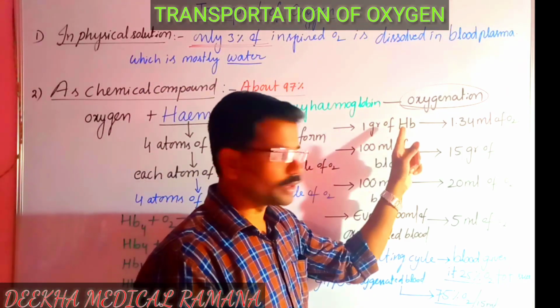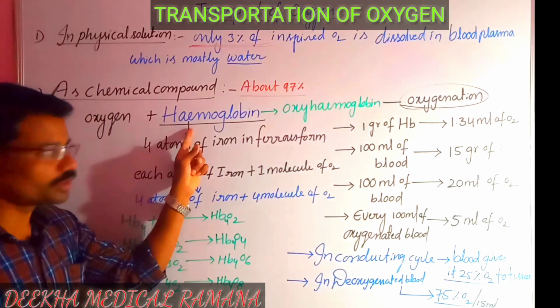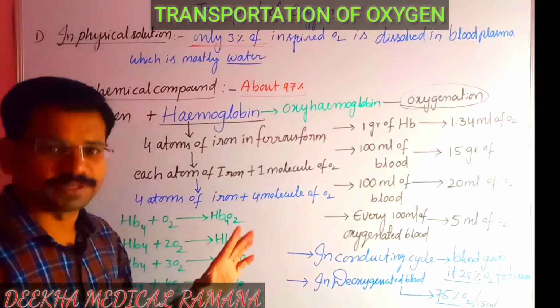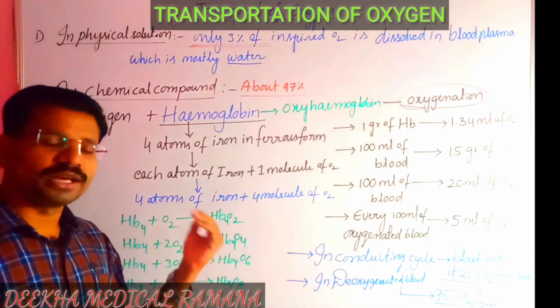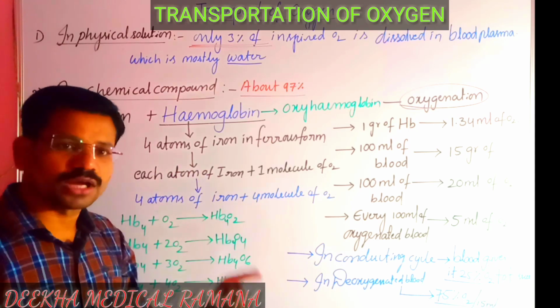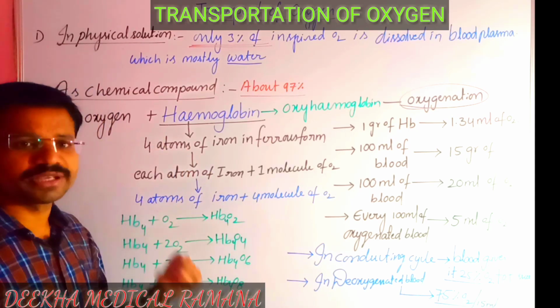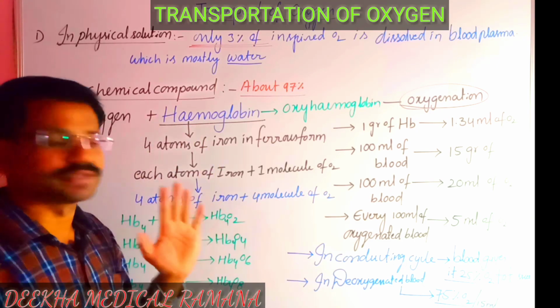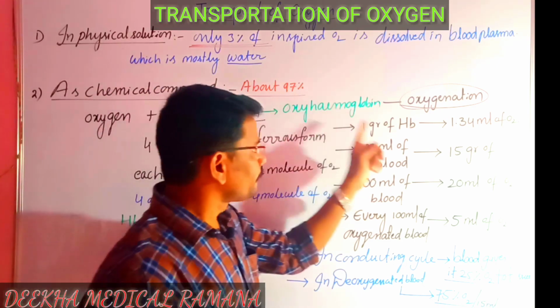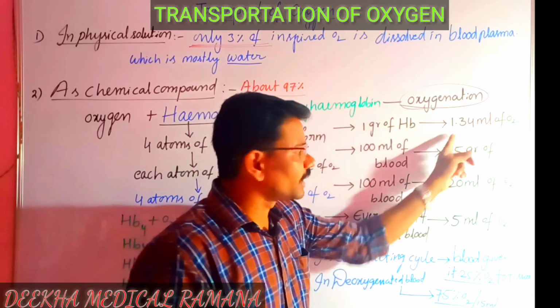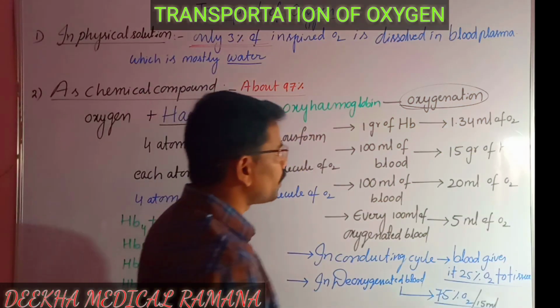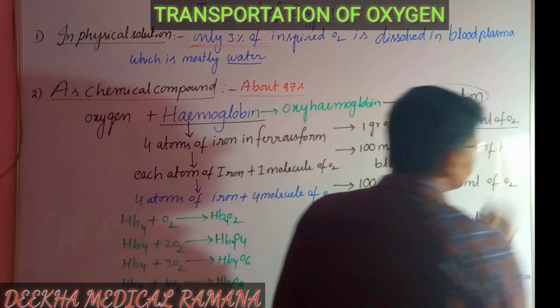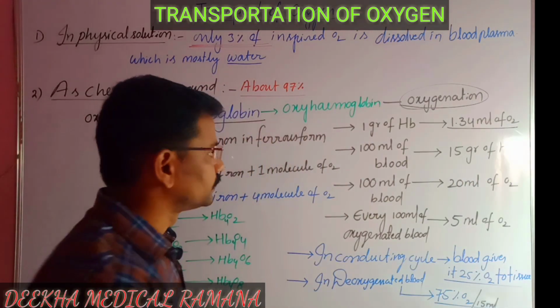1 gram of hemoglobin, we know hemoglobin is a chromoprotein which is present in the RBC, right? In annelida also hemoglobin is present, but it is dissolved in the plasma. But in human beings or vertebrates, hemoglobin is a chromoprotein present in the RBC. This 1 gram of hemoglobin can carry 1.34 ml of oxygen. Very, very important value, right?